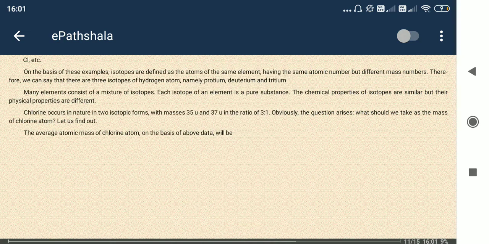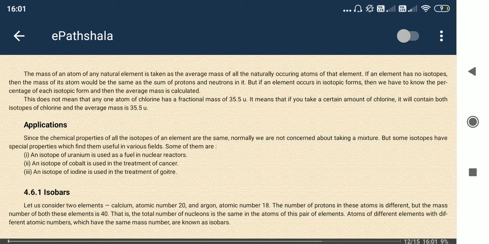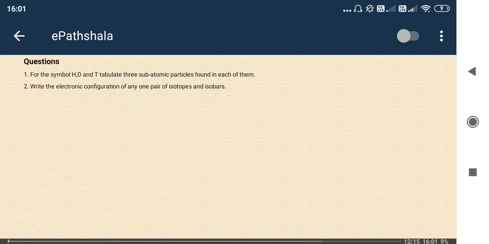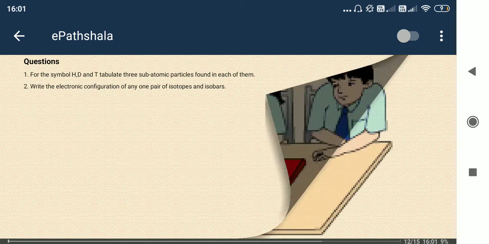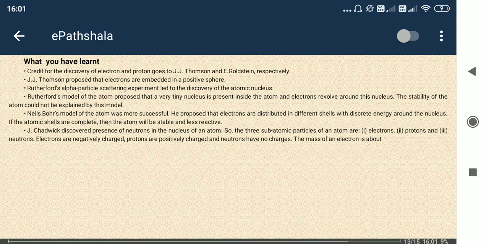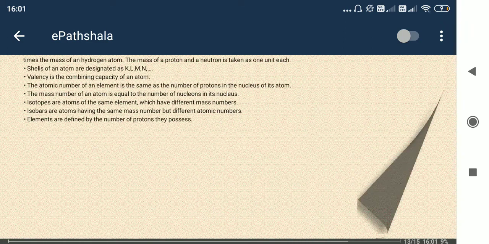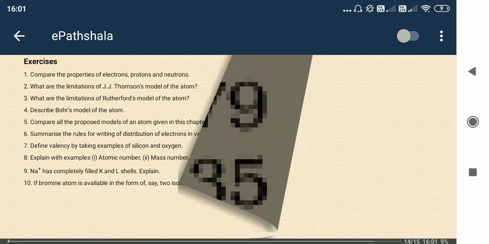So atomic number is the same but mass number is different, that is an isotope. Isobar means same atomic mass. So the mass number is the same but the proton number is different, and those are known as isobars. Okay, so thank you.